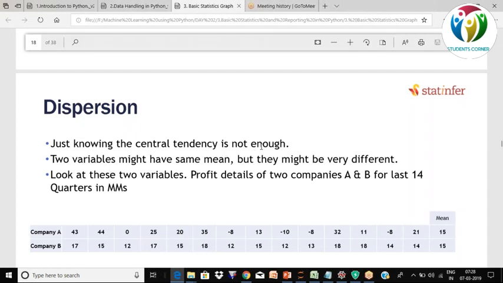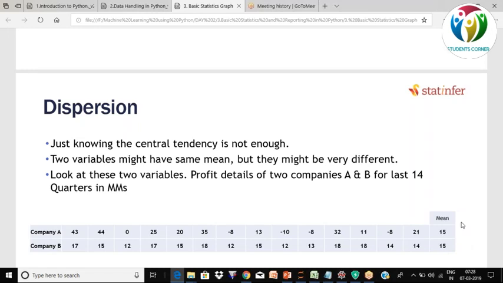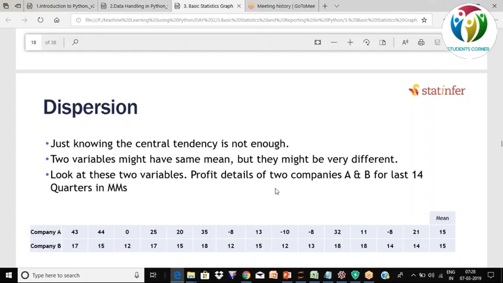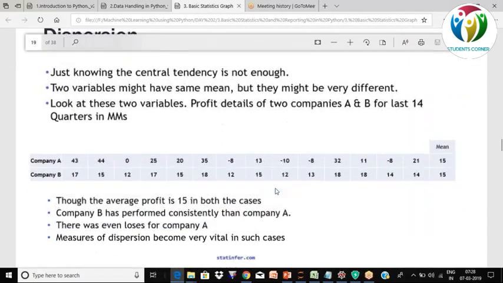See, just knowing the central tendency, that means the mean and median, is not enough. Two variables might have the same mean. In this example, company A is one variable, company B is another variable. If you just go by looking at the mean, it will not give you the true picture because for both the companies, the mean is coming out the same, but the values are totally different. The mean could be the same for two columns, right? So look at these two variables, profit details of two companies. I said stock prices, but that's fine.